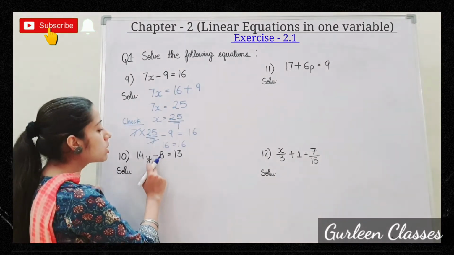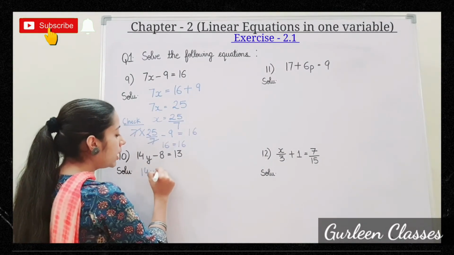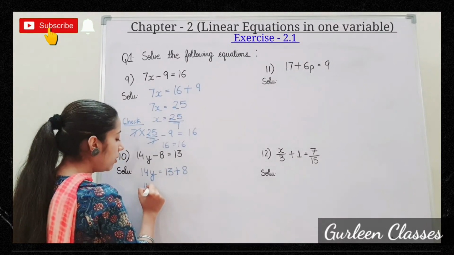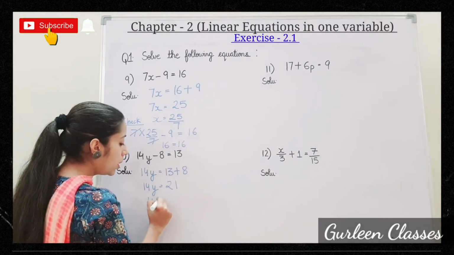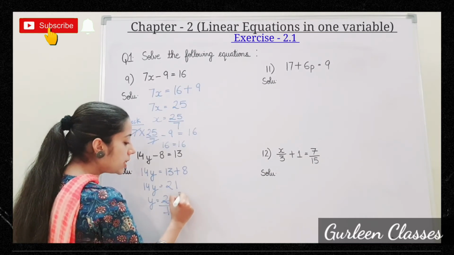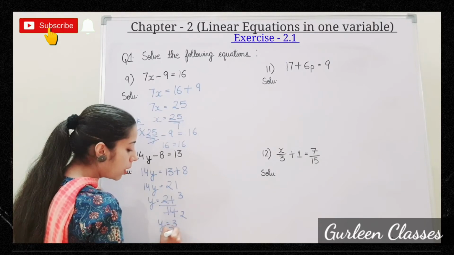10th part, 14y minus 8 is equal to 13. So transpose minus 8 to the right. It will become plus. 14y is equal to 13 plus 8. 14y is equal to 21. y is equal to 21 upon 14. 7 3s are 21, 7 2s are 14. Value of y is 3 upon 2.